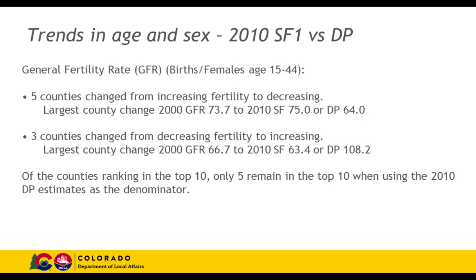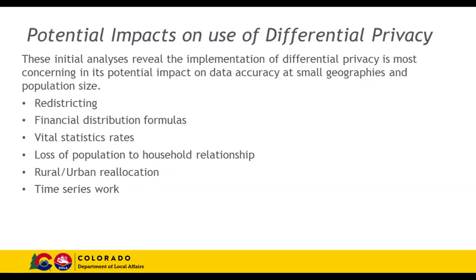And also, when we do different analyses across the state, we're oftentimes trying to locate where in the state a policy might be most impactful. Just looking at the top 10, so maybe the top 10 counties in Colorado with the highest fertility rate, only 5 of those remained in the top 10 when we used the DP data. So several potential impacts on the use of differential privacy.